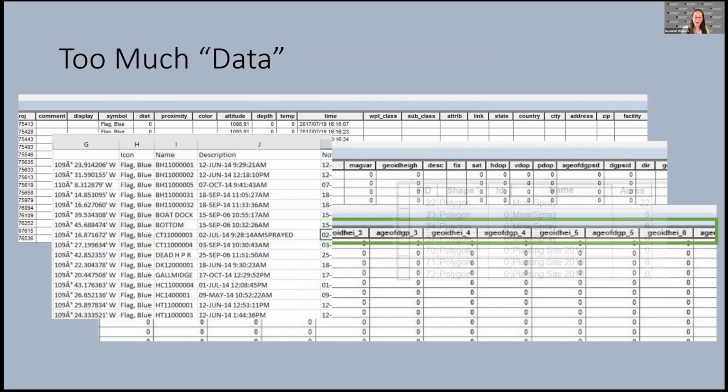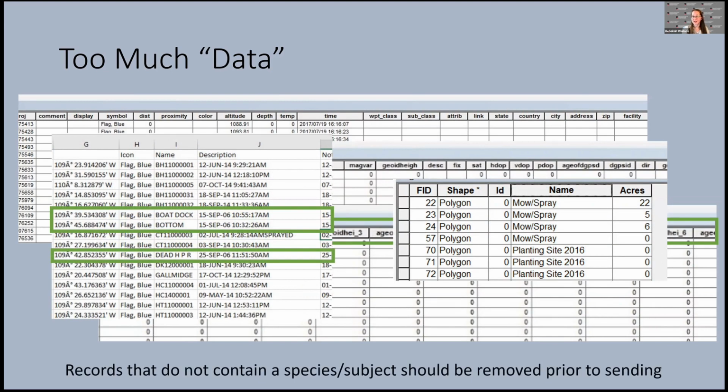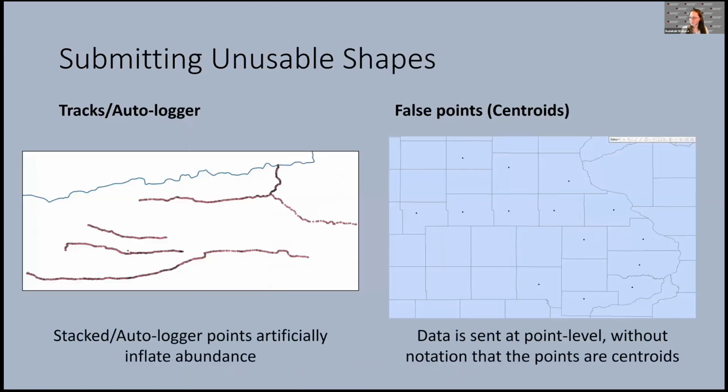We also get instances where data is submitted that isn't actually data. It's recording of other things, management activities, or just structures. So again, working with the contributors on, hey, can I remove this? Is this important for some reason? Is this actually representing something else? Which does happen sometimes. And then also submitting unusable shapes.